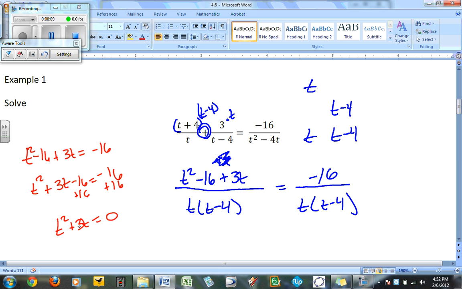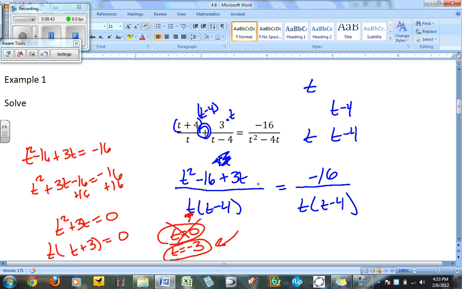It's nice when that happens because I can pull a t to the outside. And I get t times t plus 3 equals 0. And then we just set both of these equal to 0. So t equals 0 and t equals negative 3. Well, like I said before, we have to check whether it can be a solution or not. However, we found out earlier that 0 cannot be a solution because it makes this equation undefined. So therefore, we throw that out, and our solution is t equals negative 3.